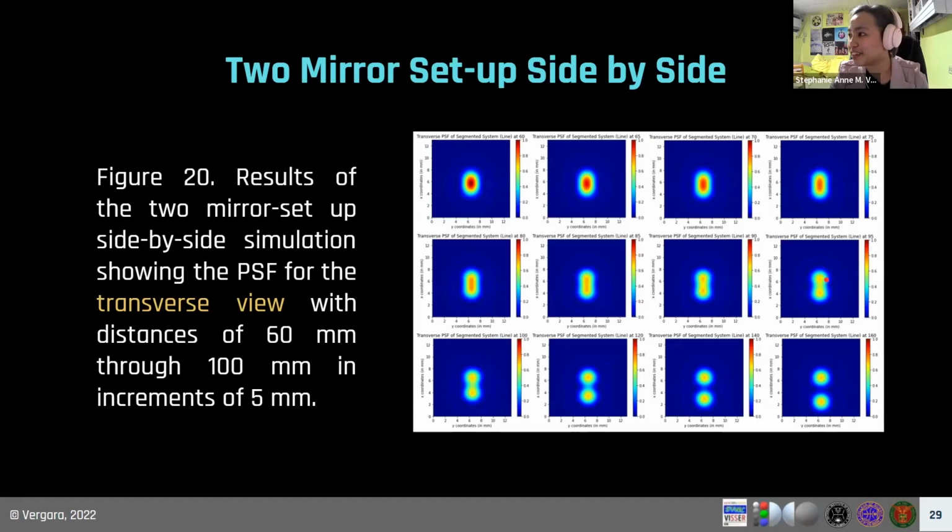So we can clearly see the two red dots, which represent the peaks of the intensities. Meanwhile, at 120 millimeters, the Airy disks of the two mirrors are now separated. So here is the plot at 120 millimeters. It is now separated and they continue to move further apart as the distance between the mirrors increases.